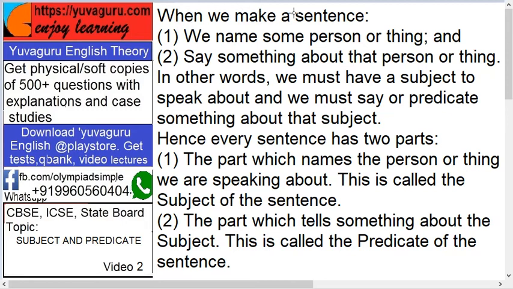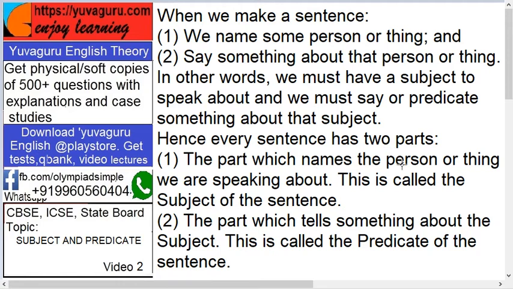When we make a sentence, we name some person or a thing, the hero, and say something about that person or thing, what that person is doing. In other words, we must have a subject. That hero is called a subject, the one we speak about, and we must say a predicate, something about that subject, whether he is dancing, sleeping, whatever he is doing. That is a predicate. A sentence always has two parts. Hence every sentence has two parts.